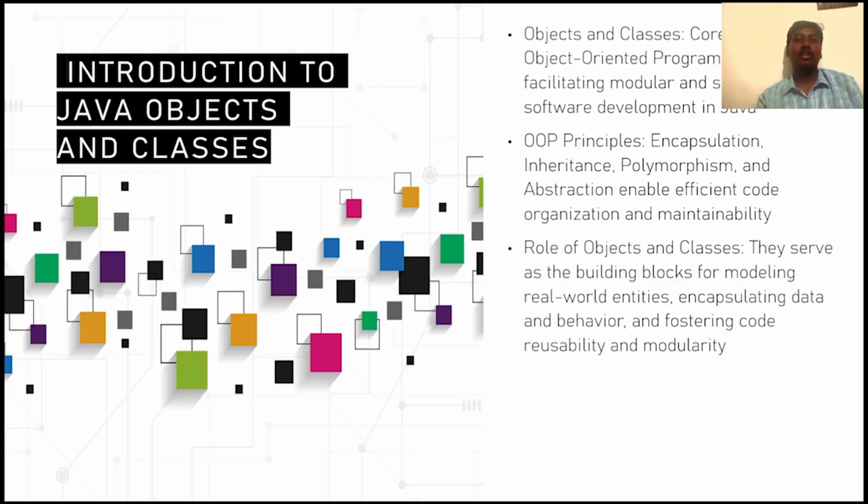Let's start. Introduction to Java objects and classes. Objects and classes: core principles of object oriented programming facilitating modular and scalable software development in Java. OOP principles: encapsulation, inheritance, polymorphism, and abstraction enable efficient code organization and maintainability. Role of objects and classes: they serve as the building blocks for modeling real world entities, encapsulating data and behavior, and fostering code reusability and modularity.